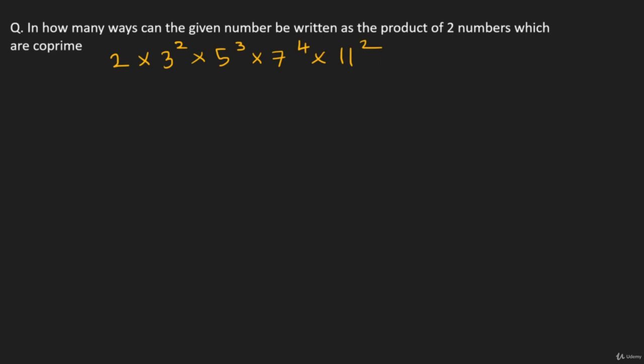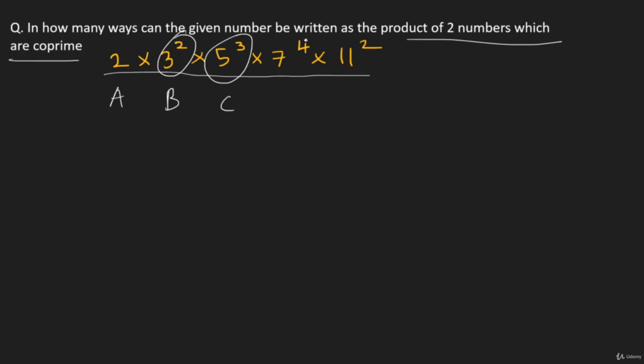Let's do this question. In how many ways can the given number be written as the product of two numbers which are co-prime? So already the prime factorized form of the number is given. Pause the video, give it a try, and then let's do it together. Alright, we are back. I hope you have given it a try. Over here, this is A, 3 square is B, 5 cube is C, 7 to the power 4 is D, and 11 square is E. So you have 5 items, right?